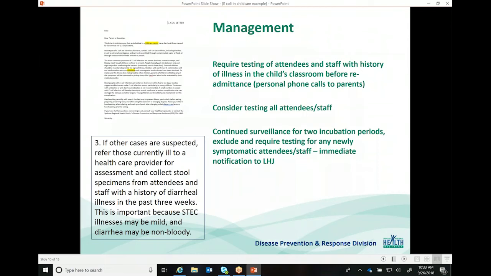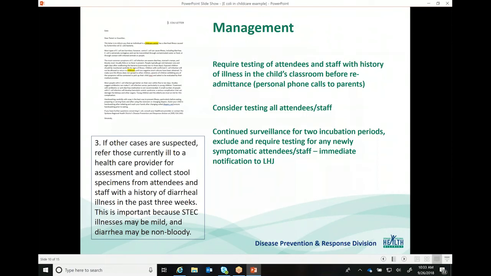And another side note here is that it's important to remember that the illness can vary. Diarrhea might be mild and non-bloody, kind of not what you would expect with E. coli. So even a mild diarrheal illness, that child that's suffering from that should be excluded from school until they can test negative.